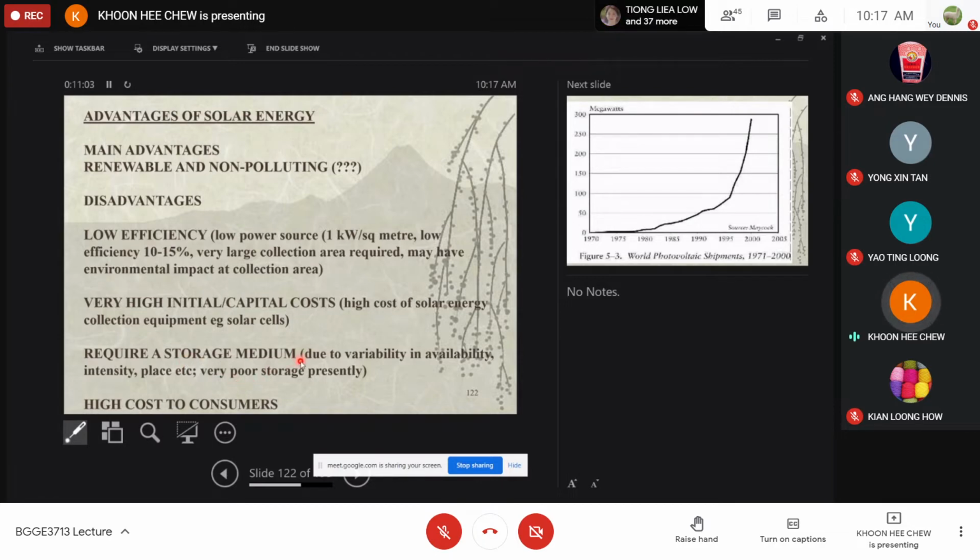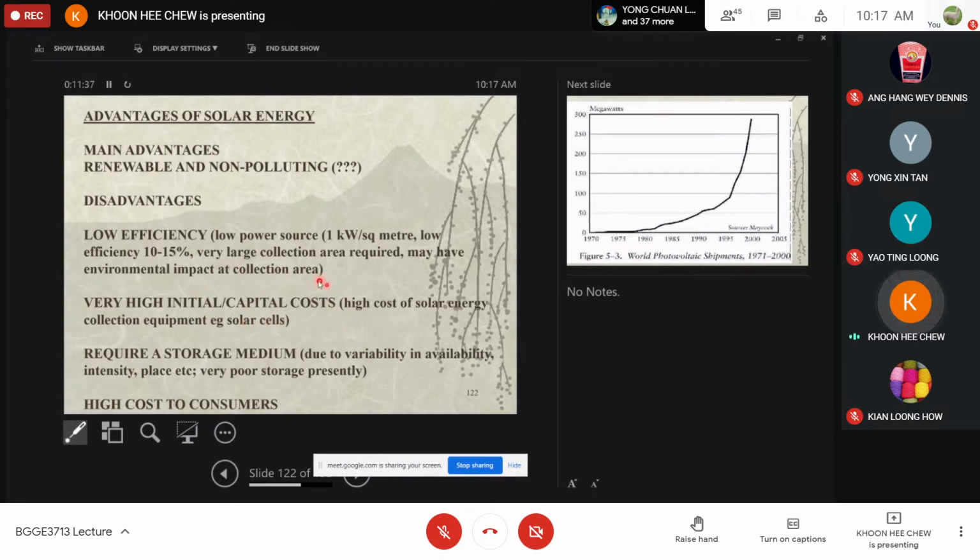Why do we need to store the energy? Due to variability in availability and intensity. In the daytime, sometimes the weather is very cloudy, so the energy generated from the sunlight will be low. When it is a very sunny day, the energy generated will be high. So all this energy generated, you need to store it, so you need a storage medium. Presently, the storage medium is not so effective yet, and it is a high cost to the consumer. Why? Because of the high initial capital cost.